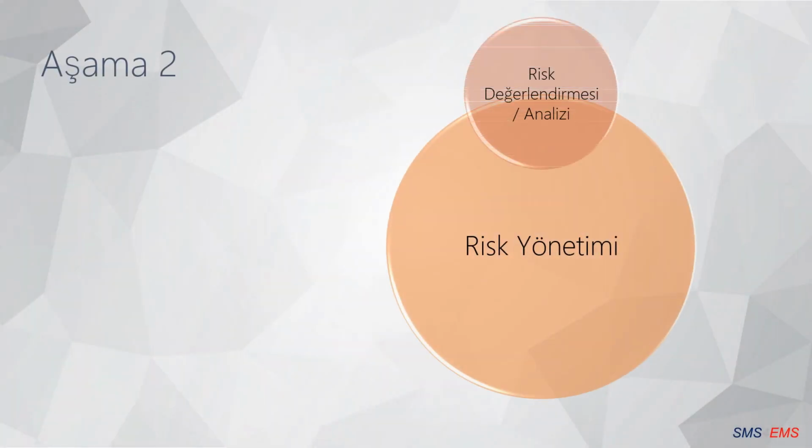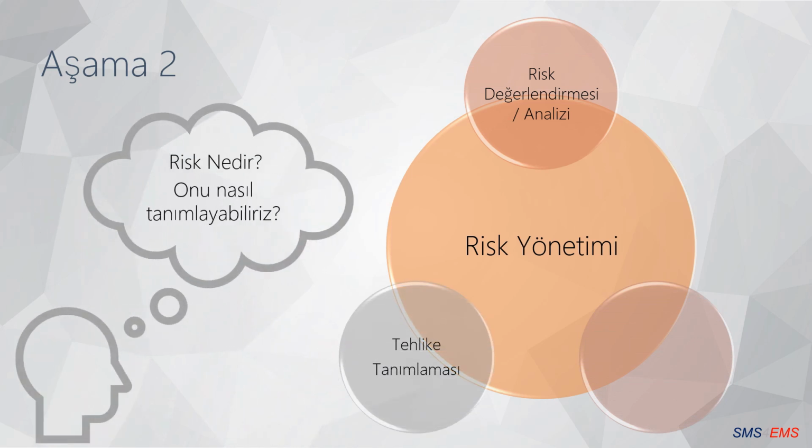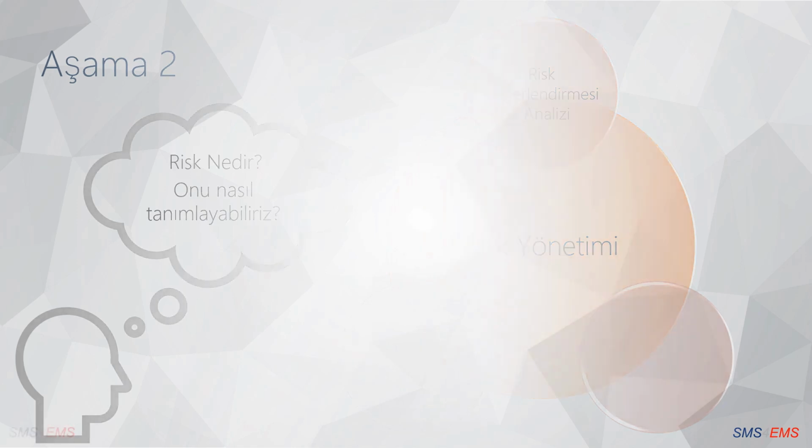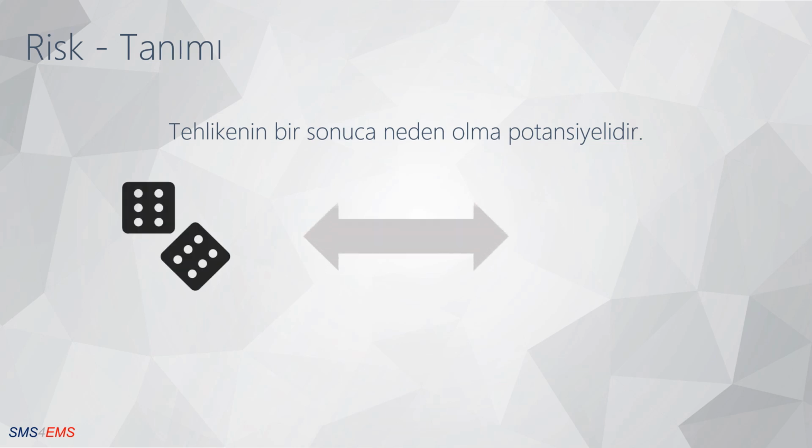So we have seen what is a hazard and how we can identify hazards. Moving into the second step of risk management, which is the analysis of risk, let's first define risk. Risk is the potential of a hazard to cause a consequence. This is expressed in terms of predicted probability and severity.